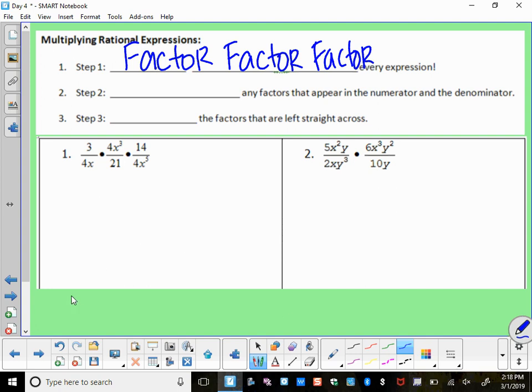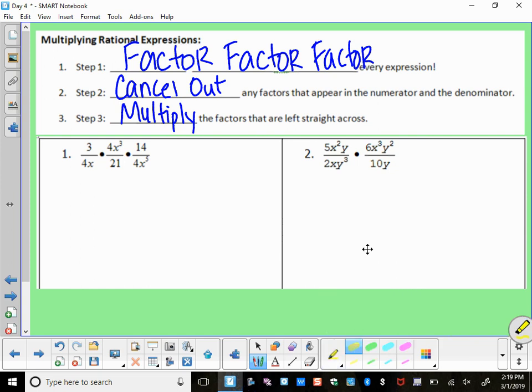Step 2, you want to cancel any factors. Cancel out any factors that appear in the numerator and the denominator. Step 3, you want to multiply the factors that are left. You multiply straight across. Eric, can you see from there? Yeah. Okay. Make sure you guys have calculators too.